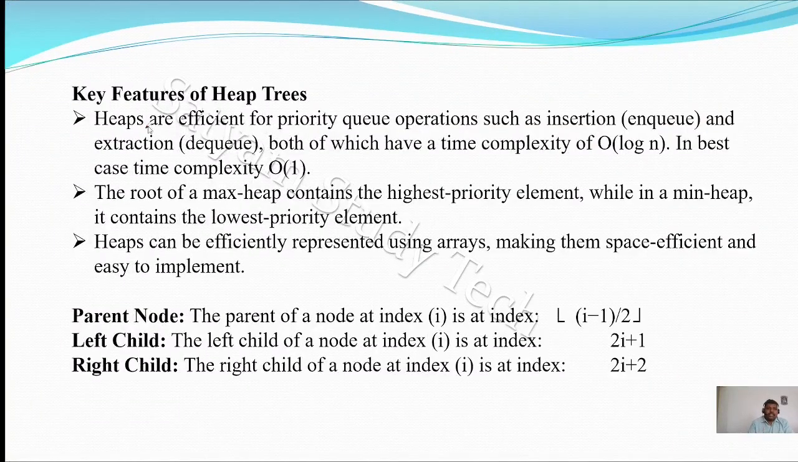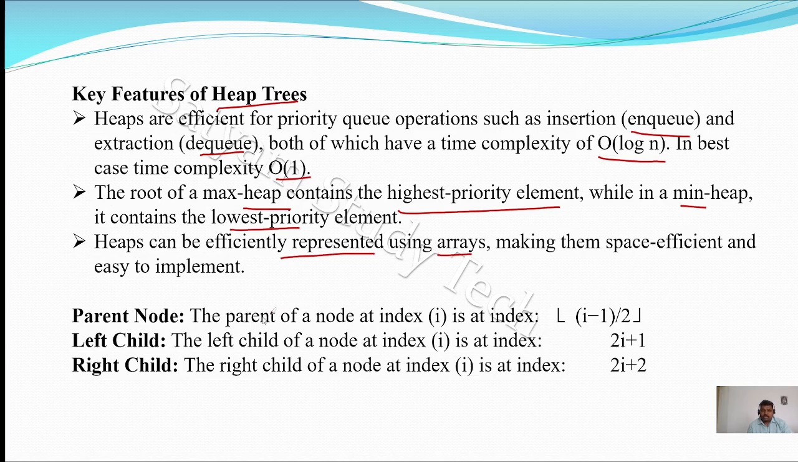Now you can see the key features of heap trees. Heaps are efficient for priority queue operations such as insertion (enqueue) and extraction (dequeue), both of which have time complexity of order log n. In the best case, time complexity is of order 1. The root of a max heap contains the highest priority element, while in a min heap it contains the lowest priority element. Heaps can be efficiently represented using an array, making them space efficient and easy to implement. That means it is an in-place algorithm. Heap sort is an in-place algorithm. What is an in-place algorithm?